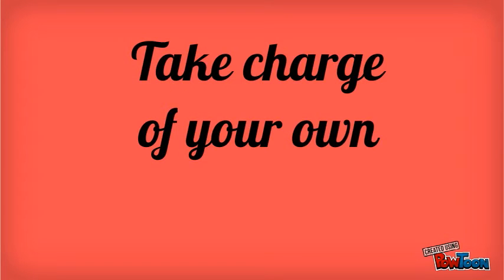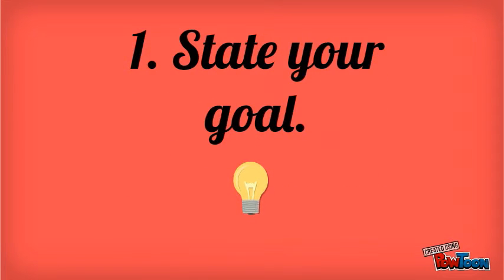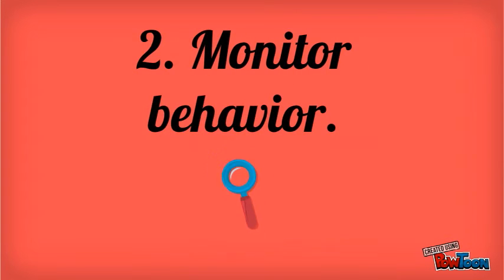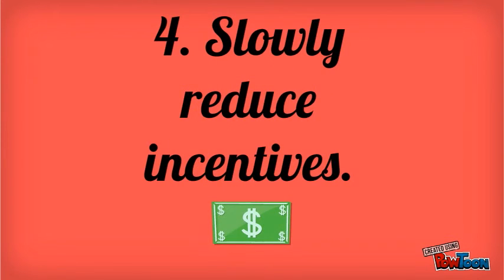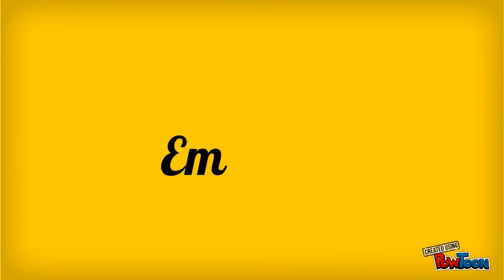To change your own behavior, you can use operant conditioning on yourself. First, you must state a goal. For example, you want to exercise more. Second, you must monitor how you engage in the behavior you want to change. To continue our example, you would track how much exercise you currently get. Third, you must reinforce the desired behavior by rewarding yourself. Finally, you must reduce the incentives gradually as your new behaviors become more habitual.